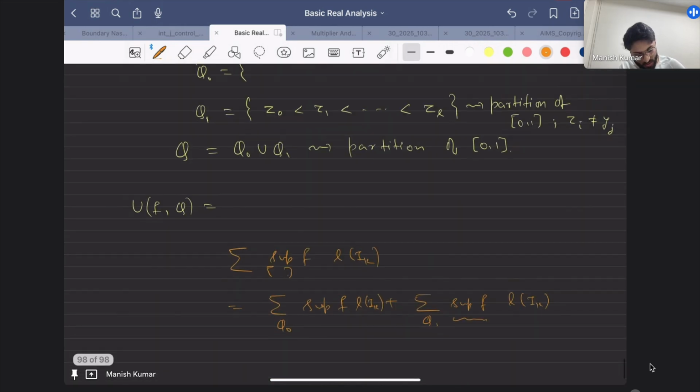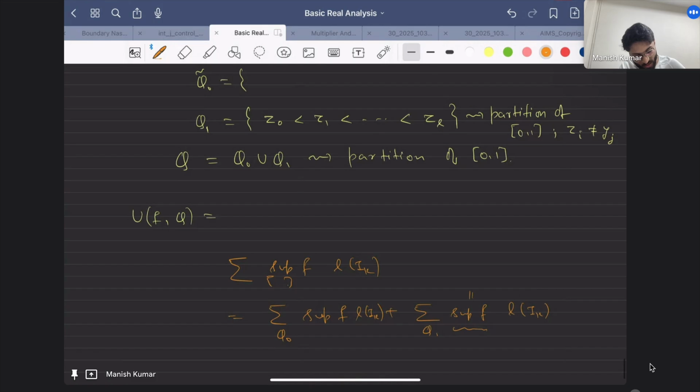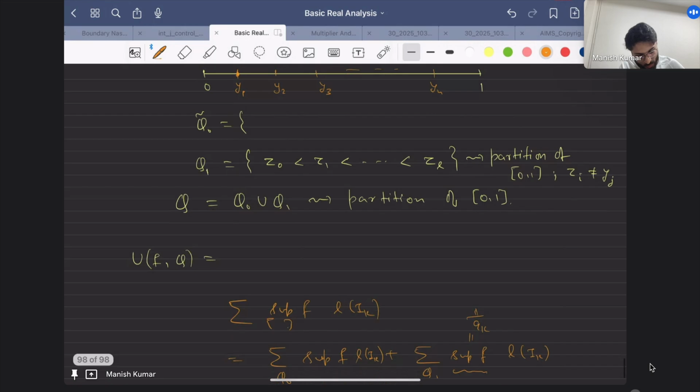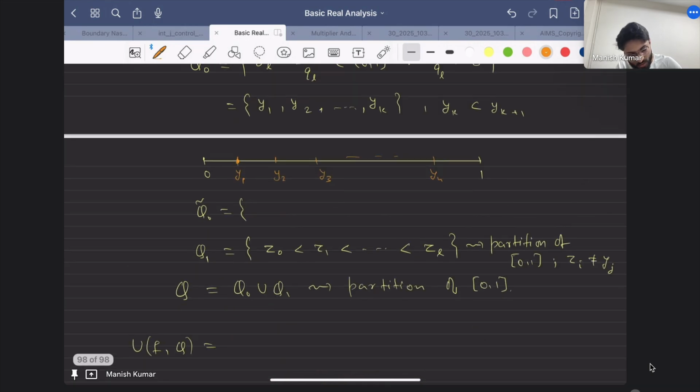I know that the value would be 1 by qk for some k, right? But I know that this supremum is not going to be achieved. So I'll choose some small neighborhood around this, and these zk's are away from these neighborhoods. Suppose z0 is here, z1 is here, whatever you choose. It's not intersecting with these partitions. I'll tell you about the partition, I mean this subinterval, later on.